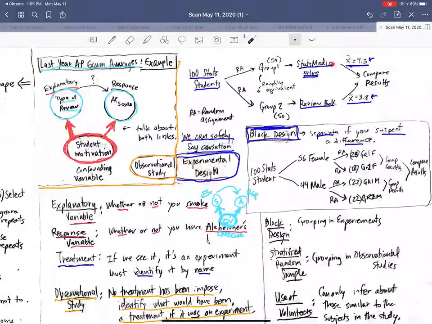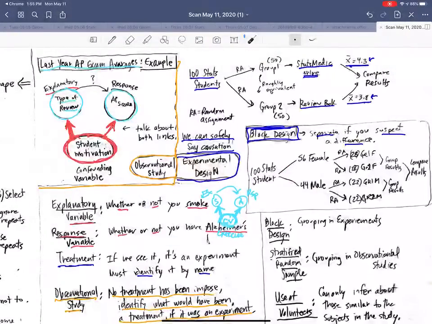We assign the treatment of the Stat Medic online review to one group, and the review book to the second group, and then we check their results after the exam. Now let's say you have a sneaky suspicion that if it's separated, it could make a difference. So maybe we feel like the Stat Medic software is more useful to females, not so much for men. All right, if we think that, then before we do the experiment, we can separate.